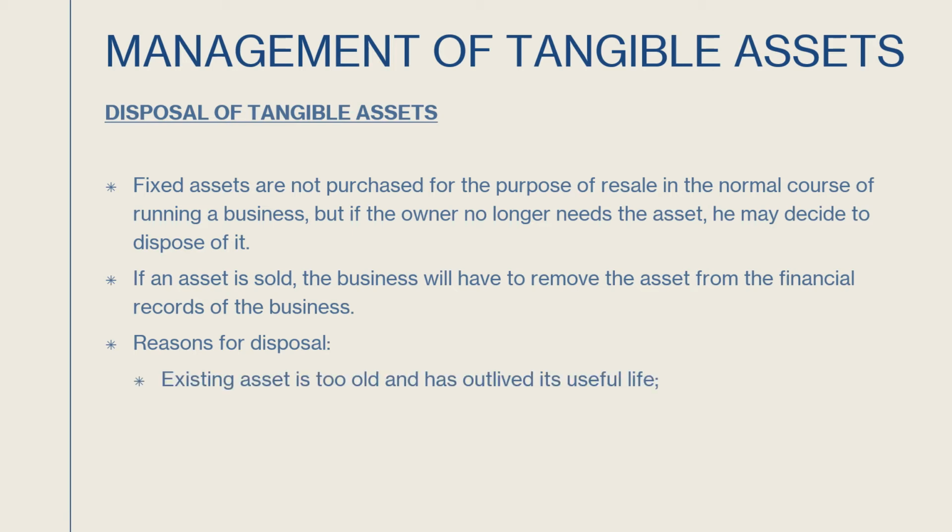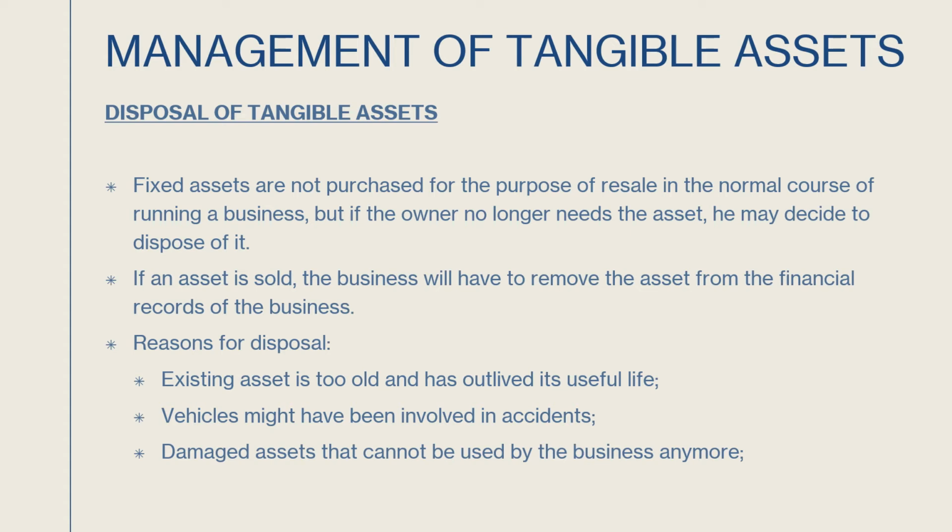First of all, if your existing asset is just too old and it has outlived its useful life, it's just not useful to us anymore. It's obsolete, it serves no purpose in the business anymore, we can no longer use it. Then vehicles, if you think of delivery vehicles, it might have been involved in accidents. It could be that it is damaged so badly that we cannot use it in the business anymore, so then we're going to write it off.